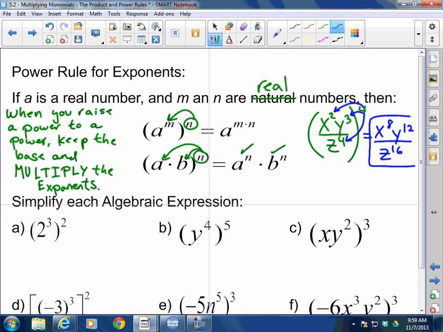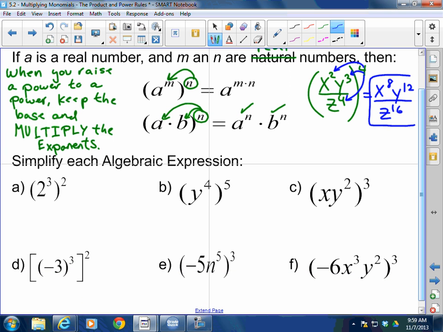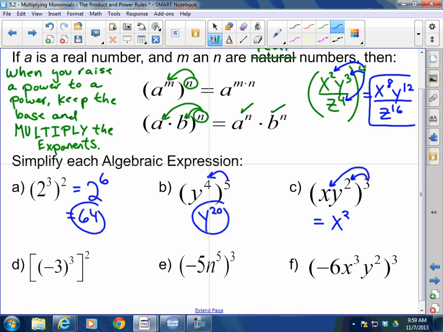Let's practice a little bit. 2 cubed raised to the 2nd power. Well, that's going to be 2 to the 6th. 2, 4, 8, 16, 32, 64. Y to the 4th raised to the 5th. Distribute it. That's y to the 20th. x y squared raised to the 3rd power. I'm going to distribute that exponent to every exponent inside. So that's x cubed, y to the 6th.